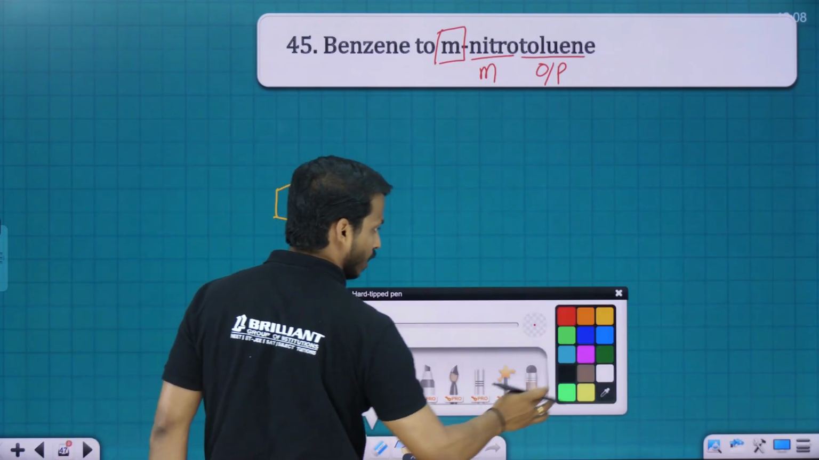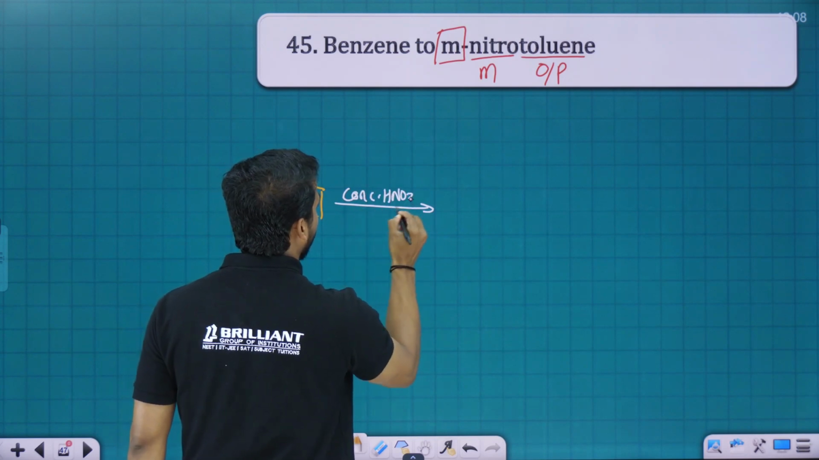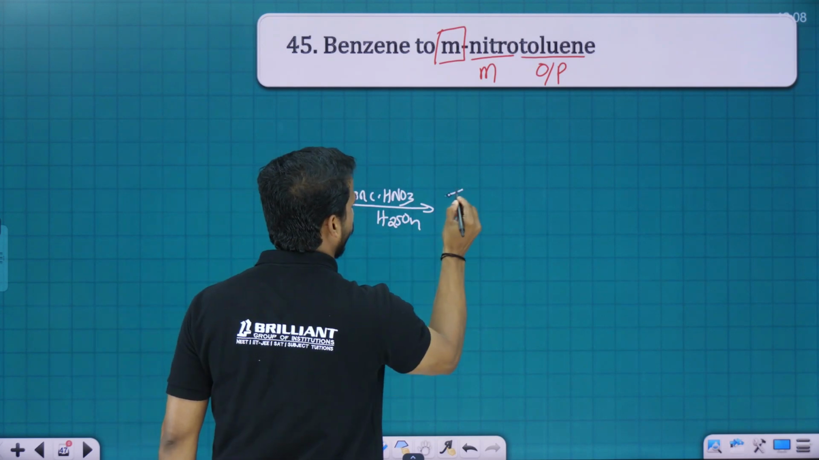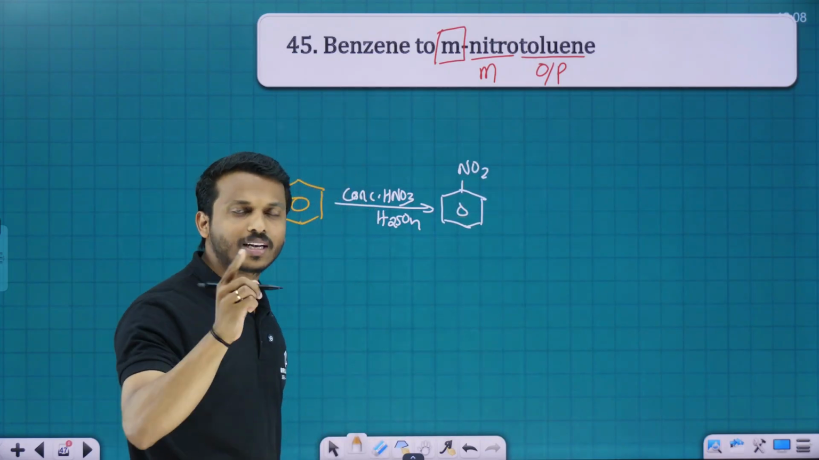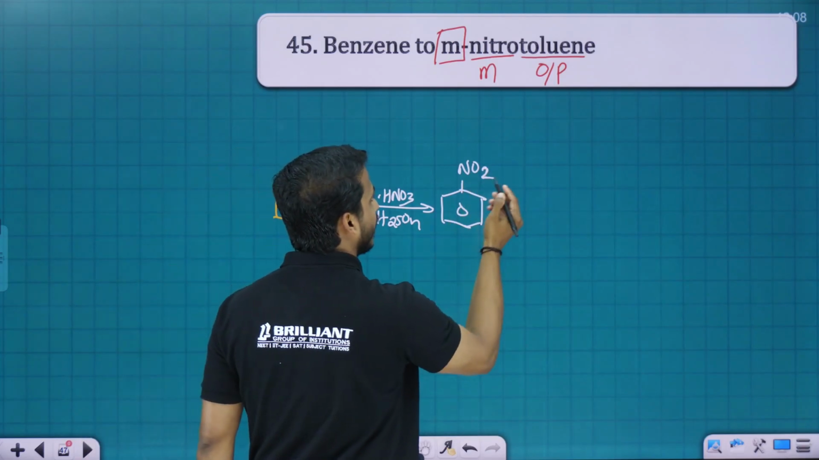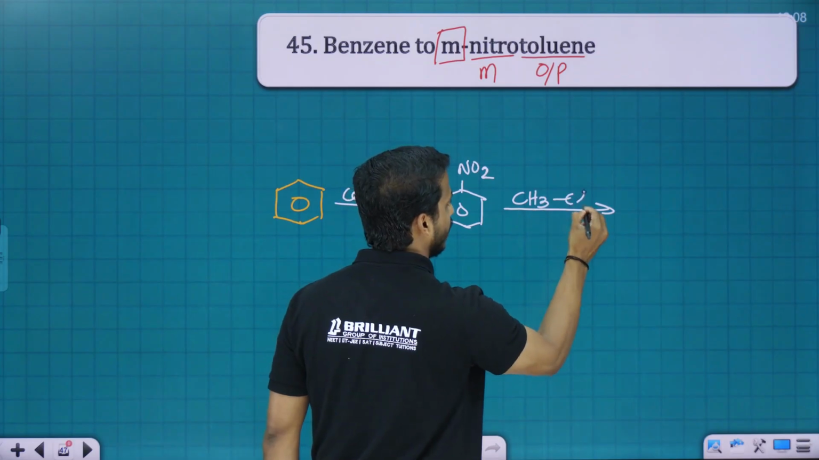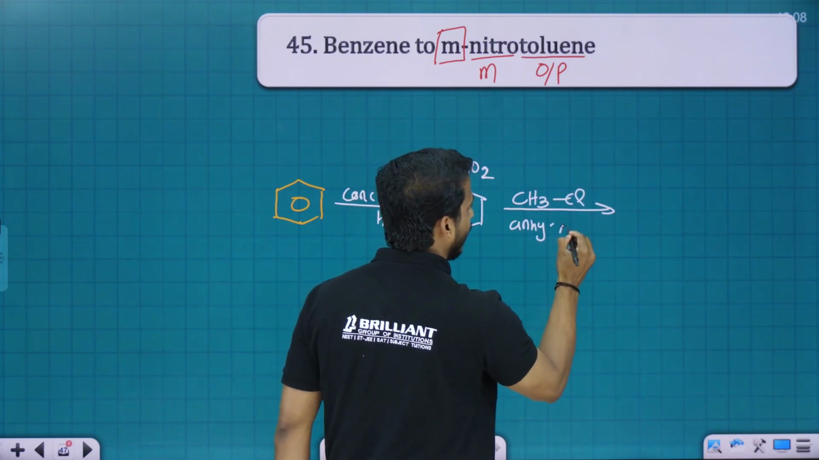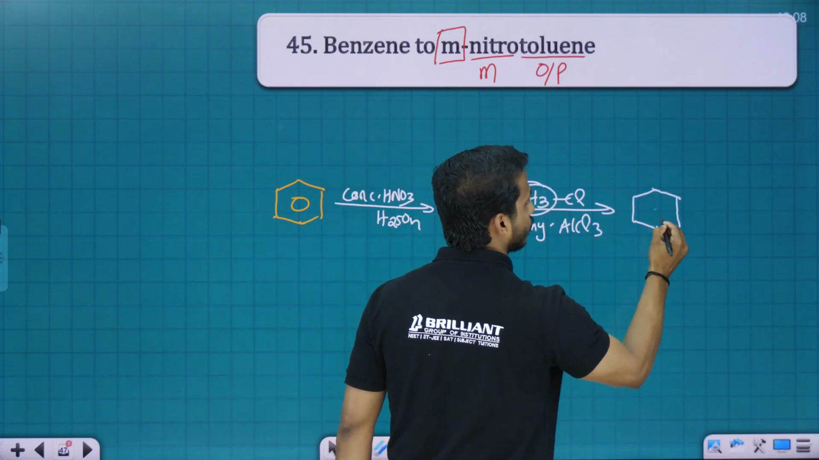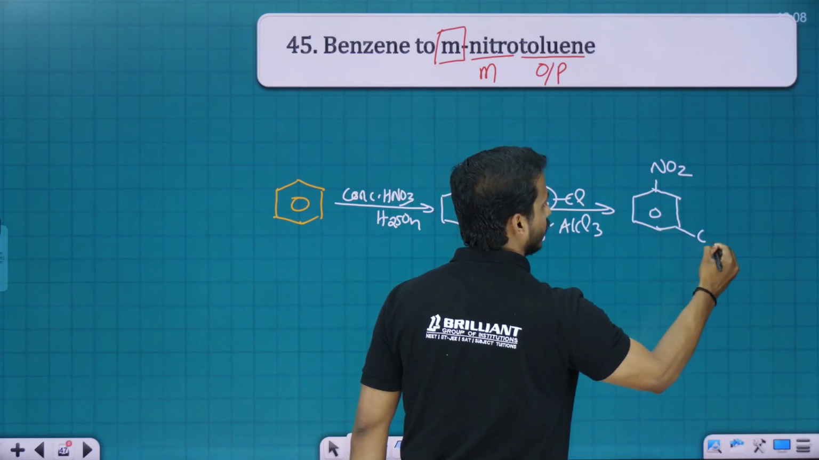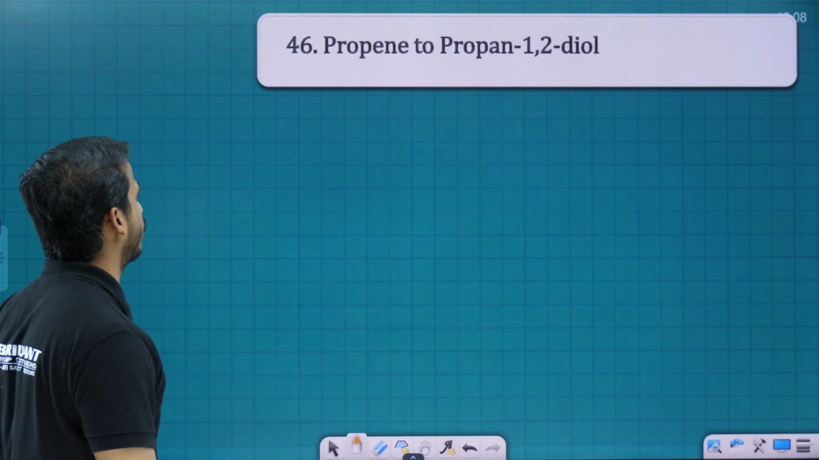So do nitration first. What is nitration? Concentrated HNO3 and concentrated H2SO4. What do you get? Nitrobenzene. Now nitro is meta-directing. It will direct the CH3 group to the meta position. For that you have to do Friedel-Crafts alkylation, CH3Cl with anhydrous AlCl3. So where does CH3 go? To the meta position. So nitro here, CH3 here. Okay, these types of questions are 100% sure for the exam.